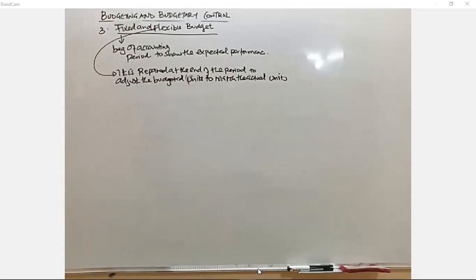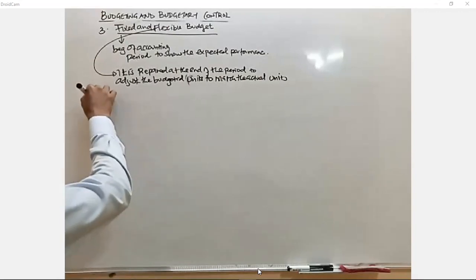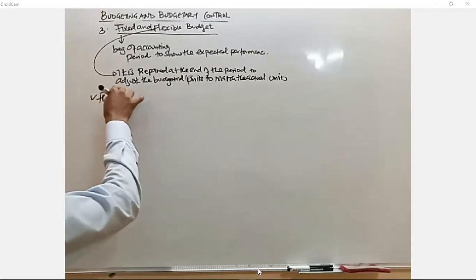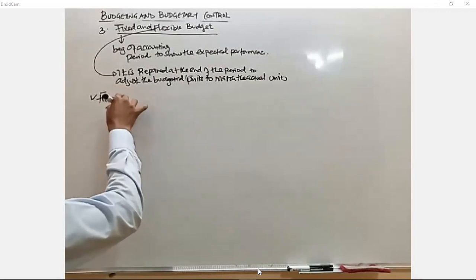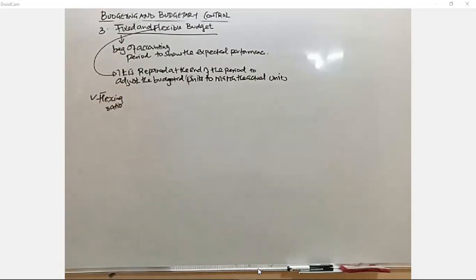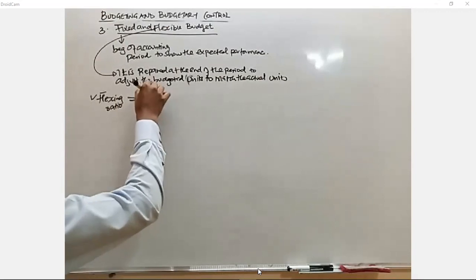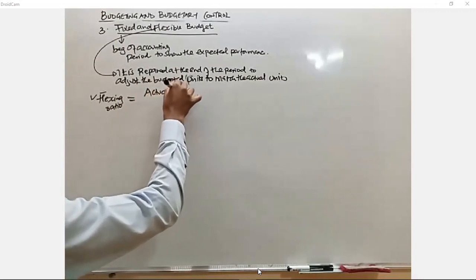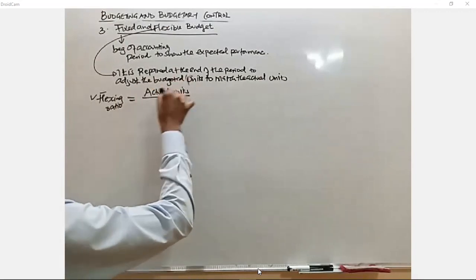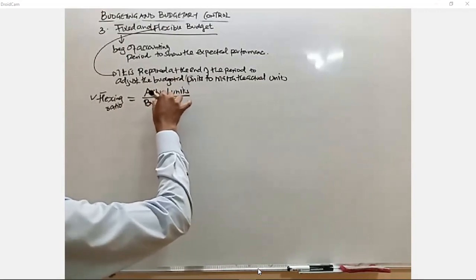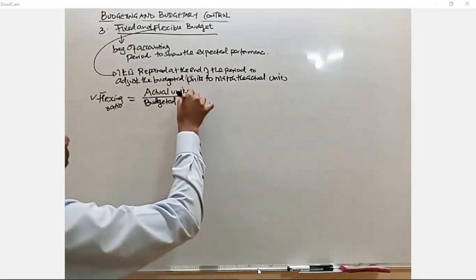So in this case, the reason is that when we are calculating the flexible budget, we normally use something called flexing ratio. Flexing ratio normally assists you to calculate the flexible budget. How do we normally get our flexing ratio? We normally take the actual units and divide by budgeted units.